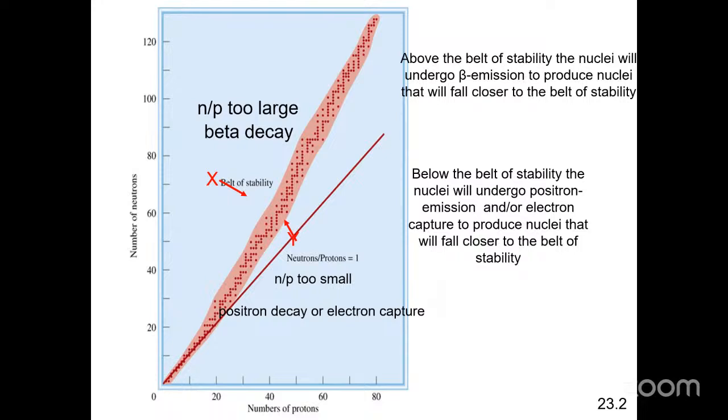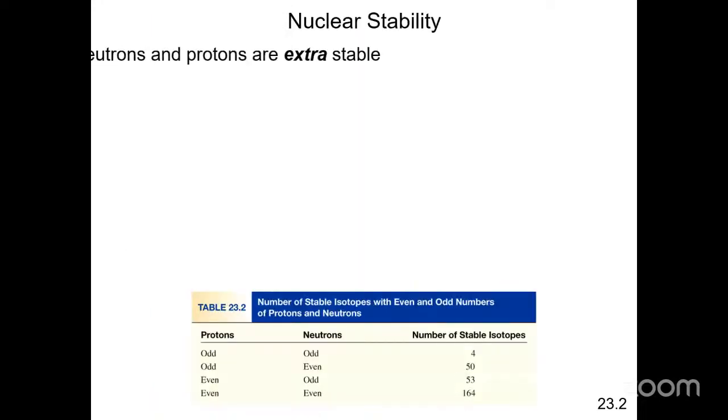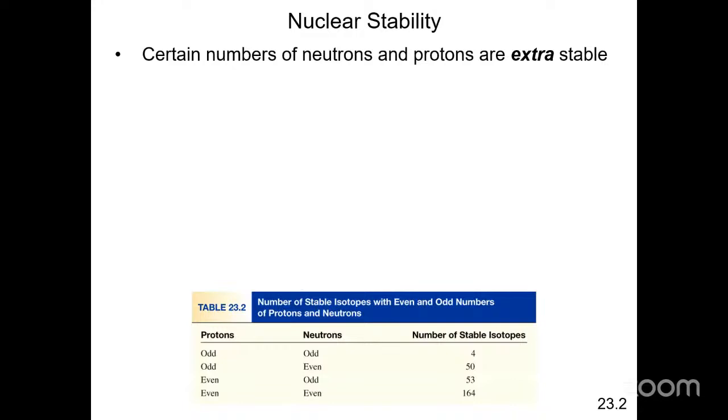That's what has been observed in terms of trying to understand and make predictions about the stability of nuclei based on the neutron to proton ratio. So that's that. Some other ideas, just general trends that have been observed for determining whether or not a particular nucleus is stable.